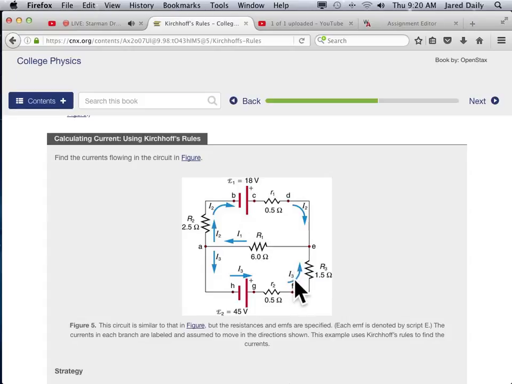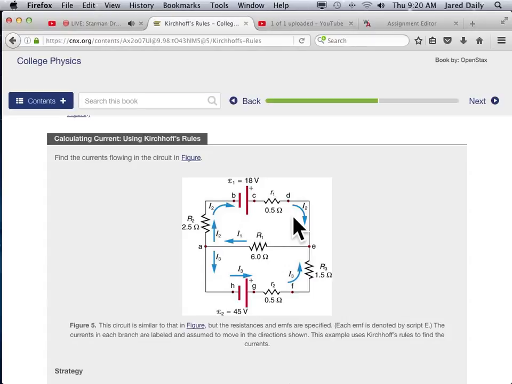But then after we've done that, we want to choose which way we want to go around the loops. Now there are two loops. There's a loop here. There's actually three loops in this. There's a loop here, there's a loop here, and then there's a loop all the way around the outside. Usually when you have loops that overlap, you don't have to use more than one overlapping loop. So this outside loop overlaps both loops, and these two inside loops overlap each other.